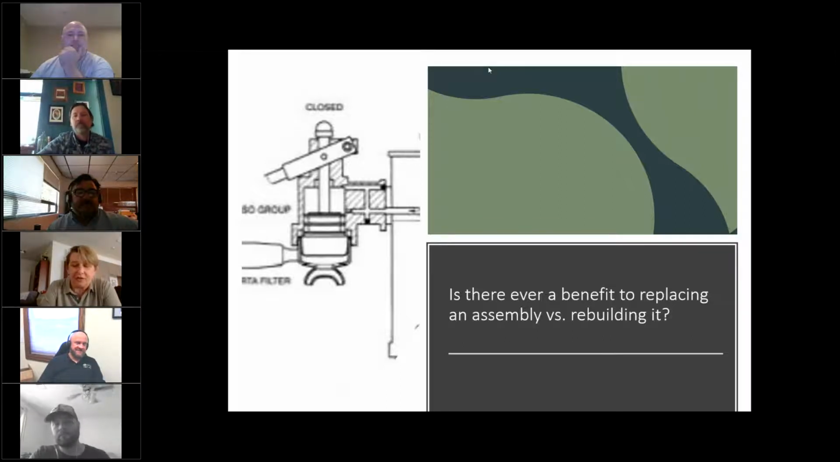Directly answering the question, a lot of it has to do with the equipment you're working on. Like a lot of super automatics are modular by nature. So if you have the ability to just swap a module and then rebuild it someplace else, that obviously can be better for the customer.